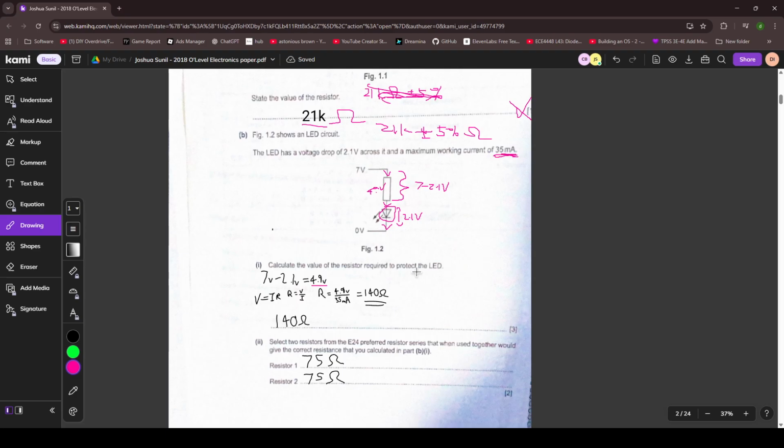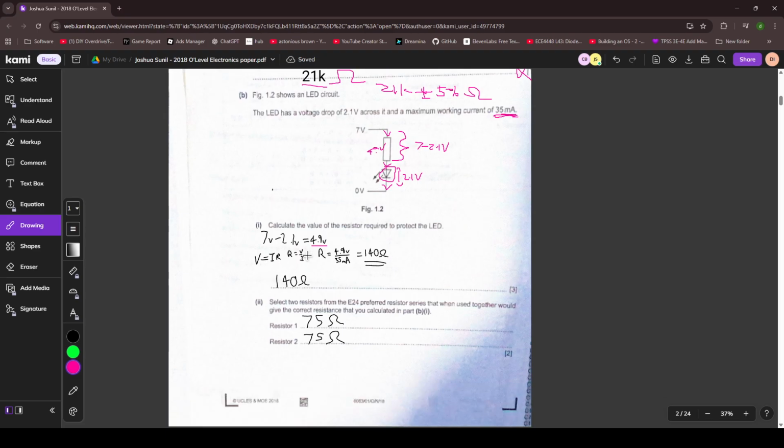So with that, all we need to do is R equals V over I. Then we just plug in the values. So 4.9 divided by 35 milliamps. Don't forget to convert the prefix.